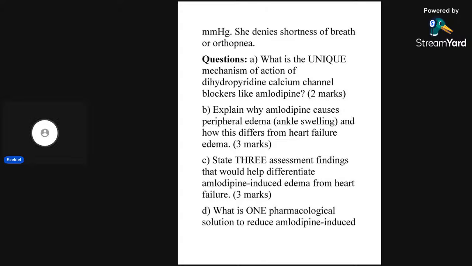This ACE inhibitor inhibits conversion of angiotensin 1 to angiotensin 2. ARB covers the receptors. What these two drugs do is that they eventually have an impact on aldosterone. Remember, the system is called the renin angiotensin aldosterone system. So they have an impact on aldosterone, and aldosterone is responsible for the reabsorption of fluid.